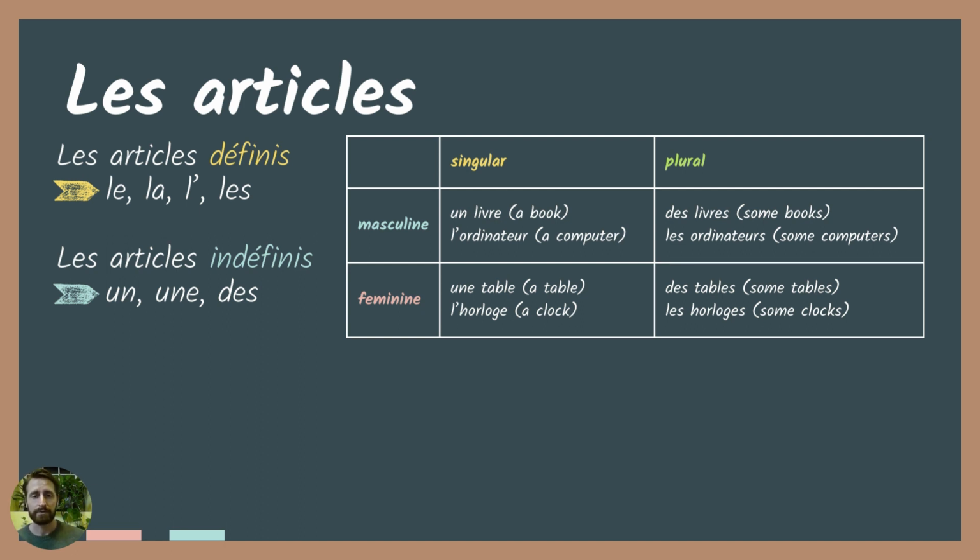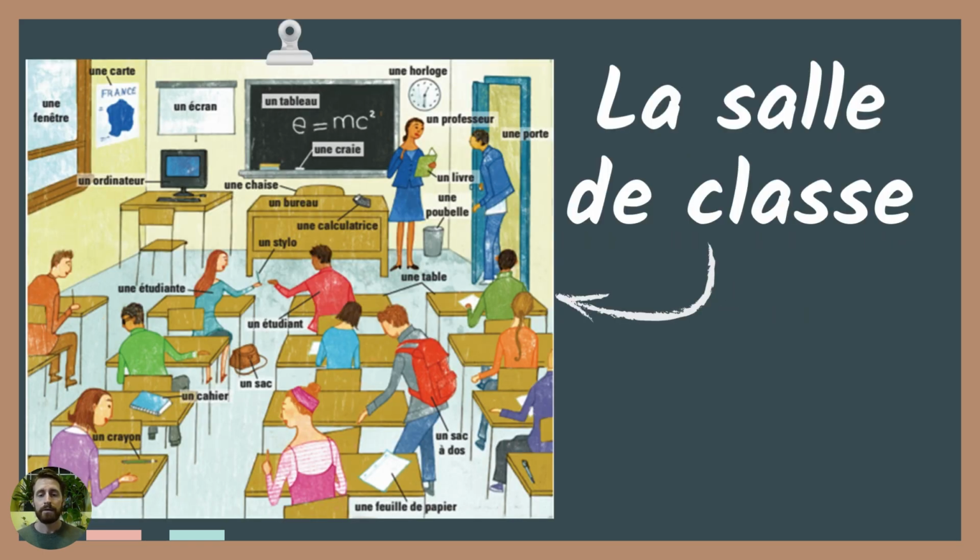Next, we have the plural and feminine. We have des tables et les horloges. So again, we have that liaison in between the two because horloge begins with a vowel sound. So take a moment here, practice some pronunciation, practice changing the articles from indefinite to definite.